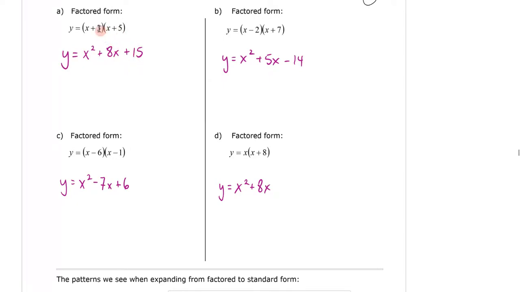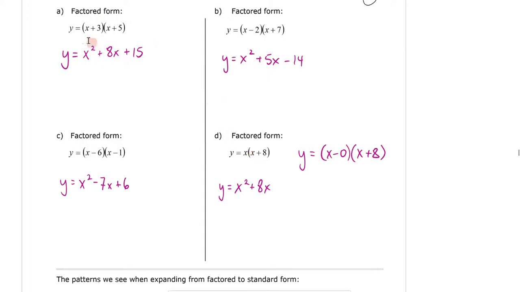Look at the relationship between 3 and 5 and 8 and 15, 2 and 7, negative 2 and positive 7, and 5 and negative 14. Look for a pattern between negative 6 and negative 1, and negative 7 and 6, and 8 and 8. And this factored form here, you could think of as y equals x minus 0 and x plus 8, because x minus 0 is just x, and they just write it as x.